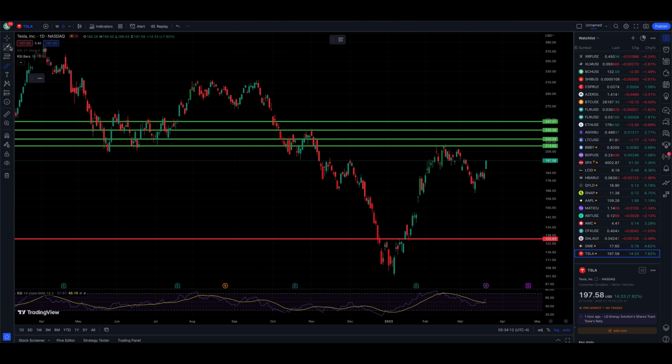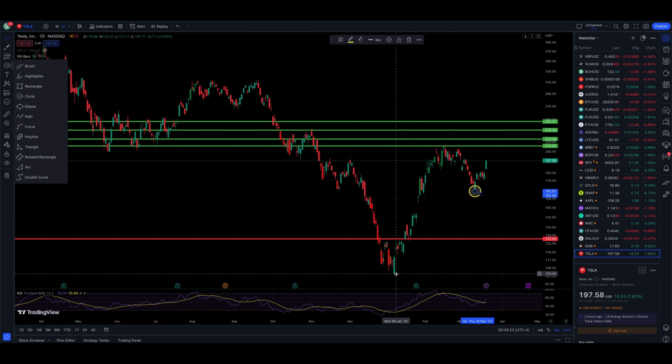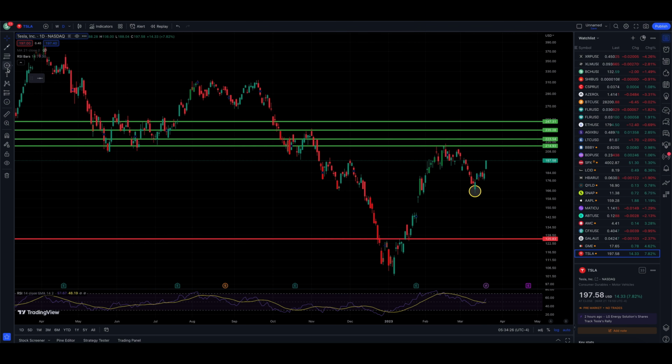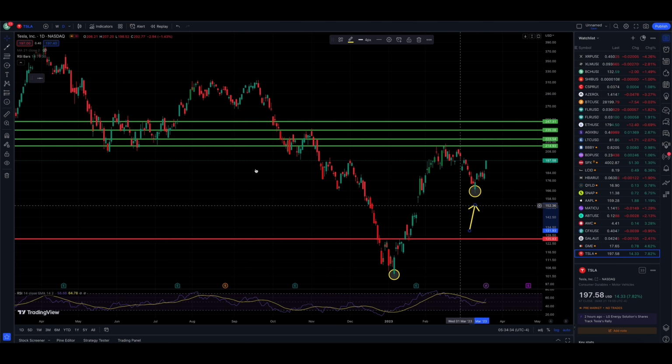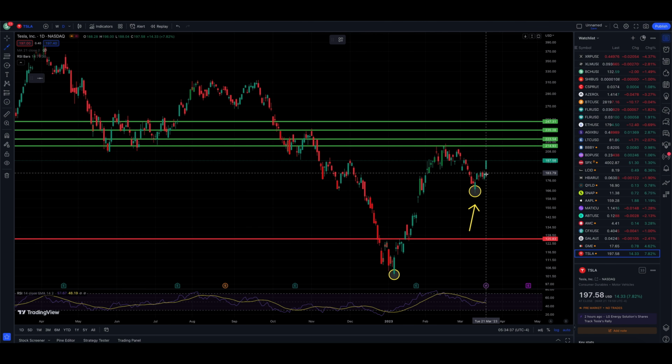So right here, let me get the circle tool. Right here, we have a higher low. We have the low over here, the big sell-off that took place earlier in the year. And then we have a pullback to a higher low right here. What we're looking for is a rally to a higher high, right around that 214 area. That would indicate to us that we have a change in trend.